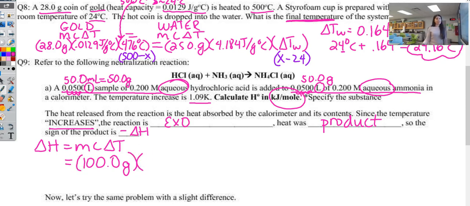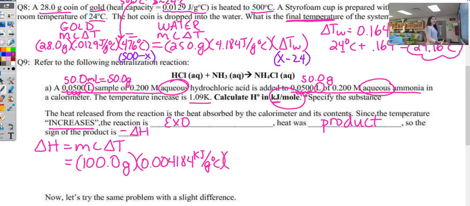I know the specific heat of water. Now the question is, do I want it in joules or kilojoules? Well, I can see here that it's in kilojoules or calories. I can see that I want it in kilojoules. So instead of using 4.184, I'm going to use 0.004184 so that it's in kilojoules per gram degrees Celsius.